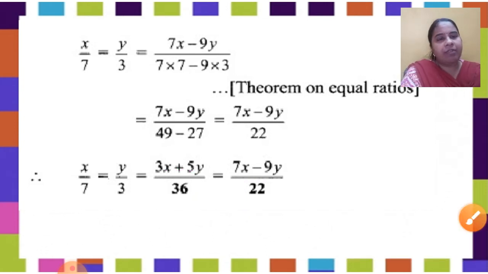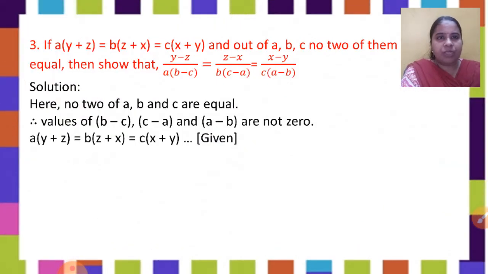When activity questions or sums based on the theorem of equal ratio are asked, this has to be done in this way. Let us move to the next question. The next question is this, the third one. If a into y plus z is equal to b into z plus x is equal to c into x plus y, and out of a, b, c, no two of them are equal, then show that this is a ratio that I need to prove.